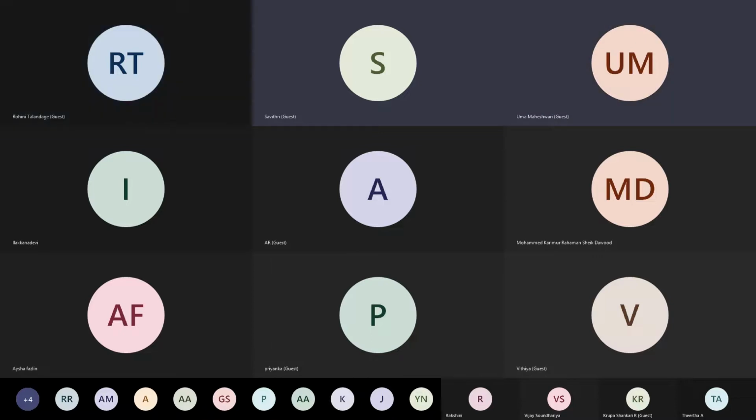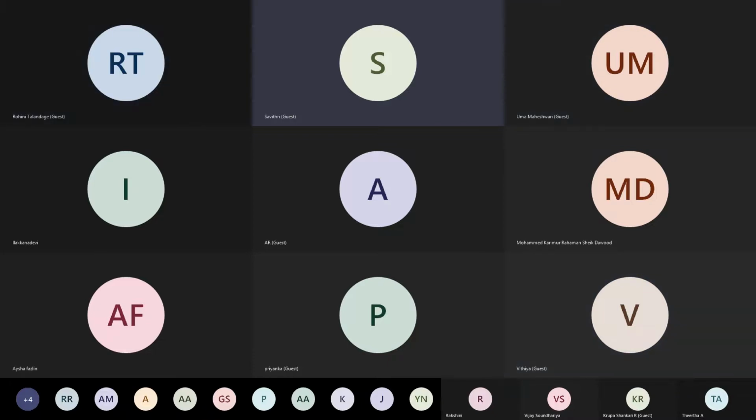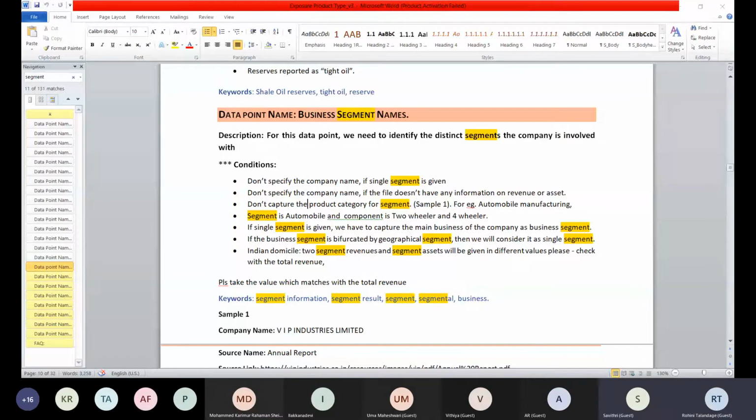Ma'am, can you share your desktop? Yes, ma'am, for me also it's not visible. Not visible, ma'am. One minute. Oh, thank you for informing. I didn't see that it was not visible. Okay, now it is visible. Yeah.